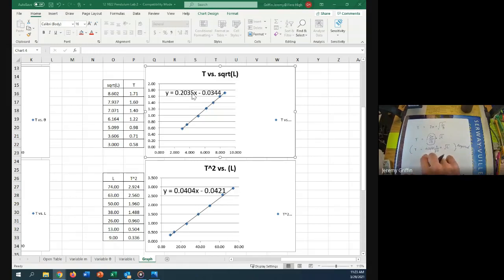Now this is a really weird unit. If you went the other graph, with time squared proportional to length, then you would have square seconds per centimeter. But I went this other way, so I've got seconds per square root of centimeters. Really weird unit, but that's how it works. For example, what if we came up with some other length pendulum? What if I want this pendulum to be 148 centimeters long?